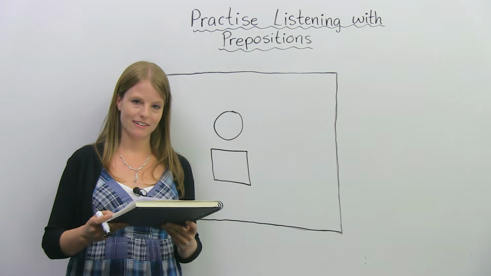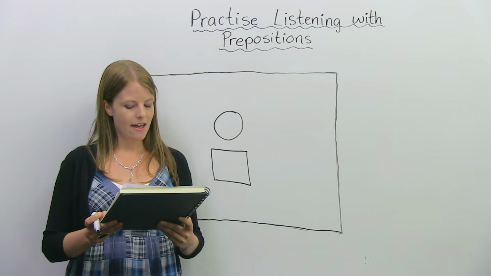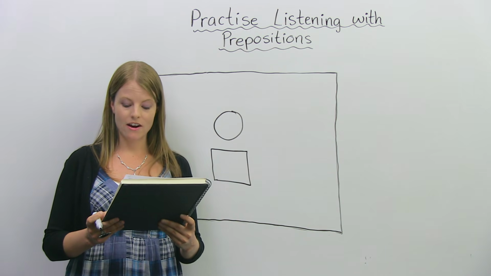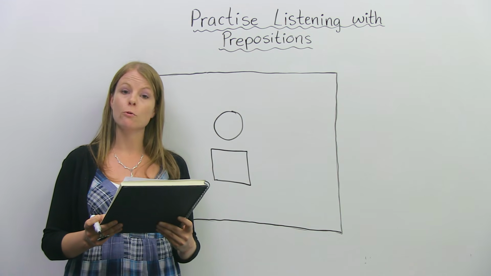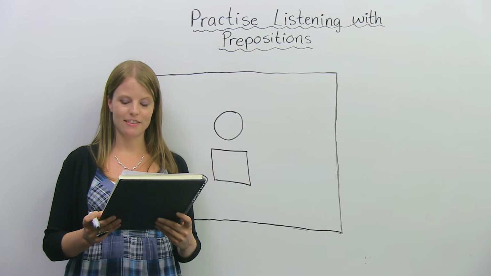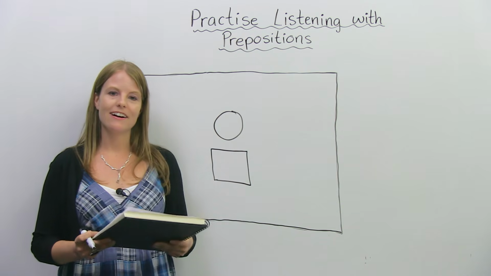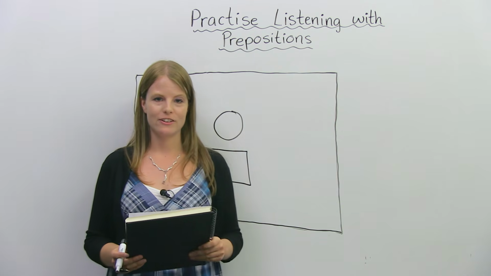Okay, so the next instructions. There is a square on the triangle. There is a square on the triangle. Okay, so those were the instructions for today.